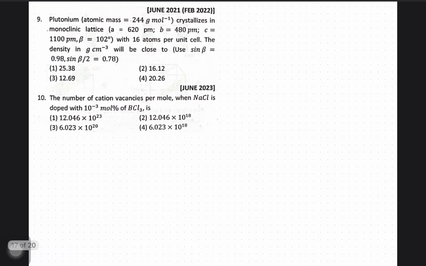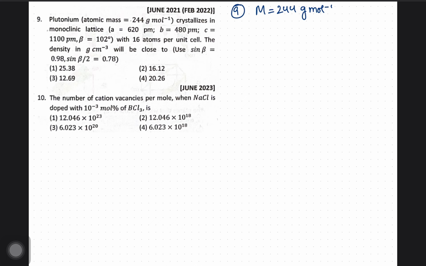Okay, 9th: plutonium, whose atomic mass is given as 24 gram per mole, crystallizes in a monoclinic lattice.